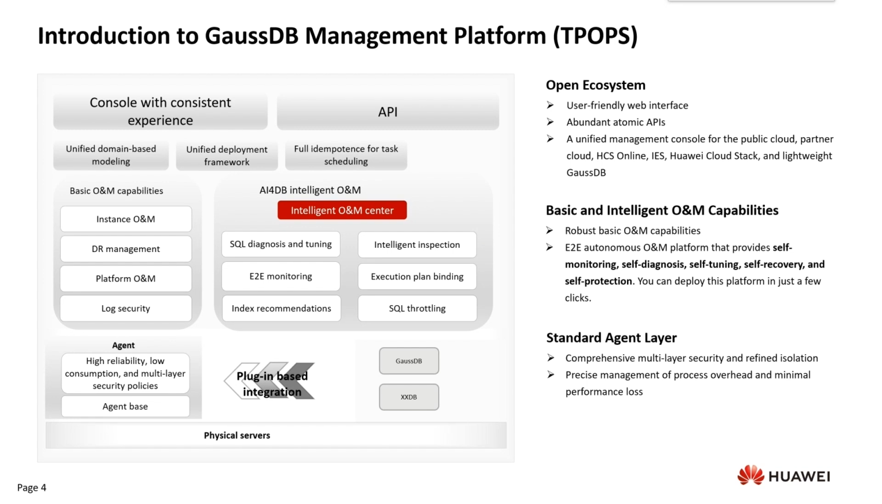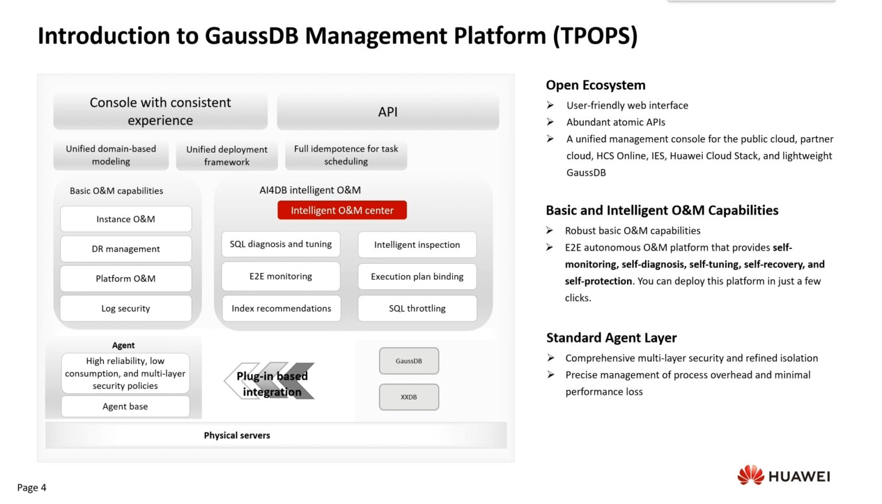GaussDB management platform consists of 3 layers: standard agent layer, basic and intelligent O&M layer, and open ecosystem layer. The standard agent layer, deployed on GaussDB instances, collects metrics of DB instances, and performs O&M operations. It occupies few resources, because it is isolated by group, and does not compete for database process resources. It provides comprehensive multi-layer security, refined isolation design, and precise management of process overhead, minimizing performance loss.